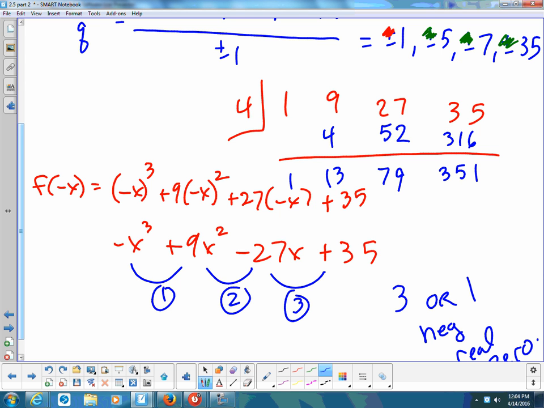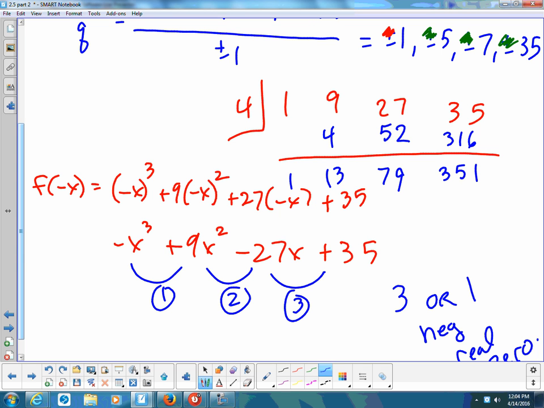I'm being skeptical. Why are you being skeptical? You look like you're skeptical, Brendan. Because the zero that occurs between that and the 0 doesn't have to be an integer. It doesn't have to be rational. This is just saying you're guaranteed 3 or 1 real zeros, right? They don't have to be rational.